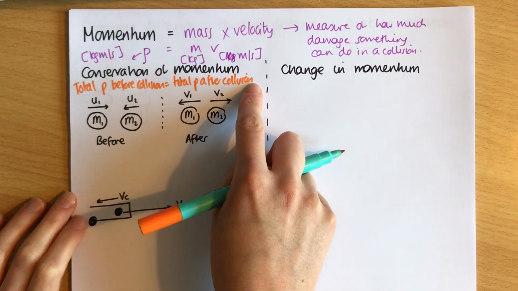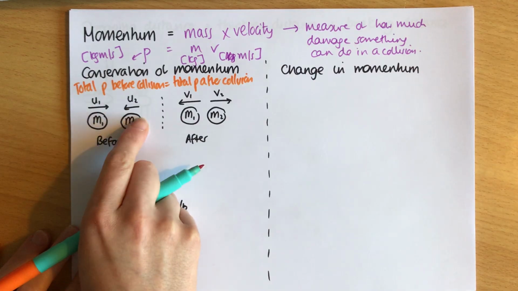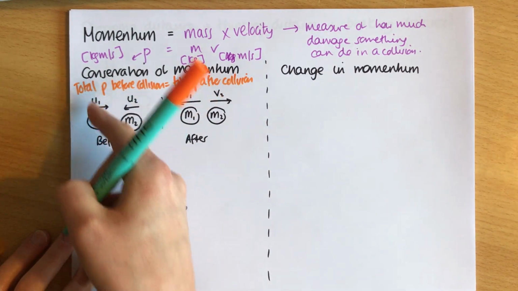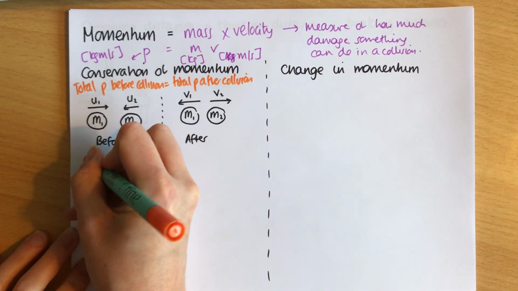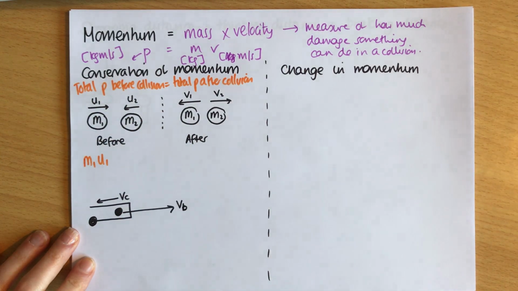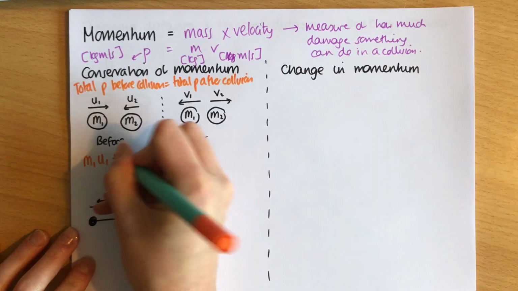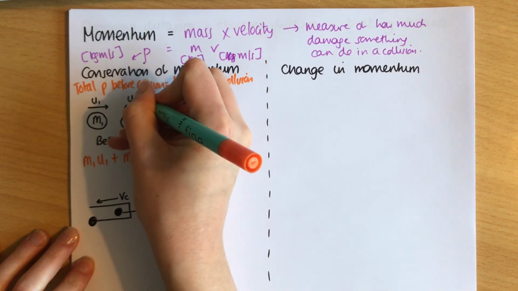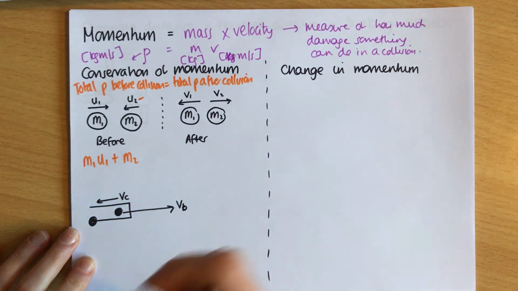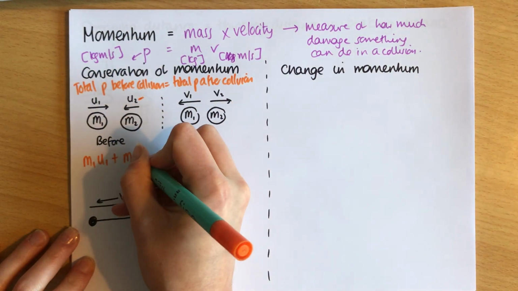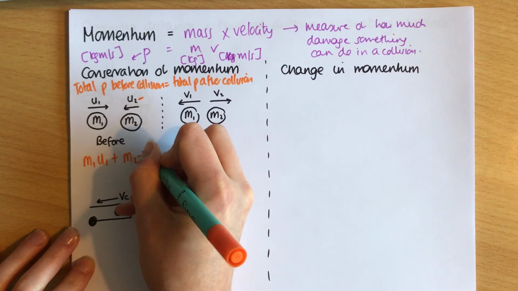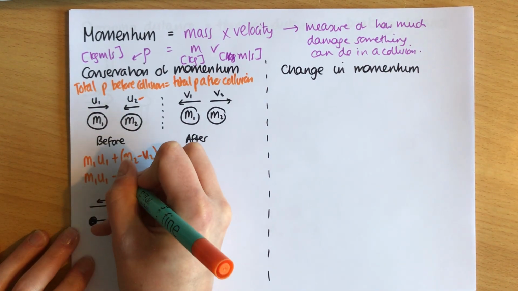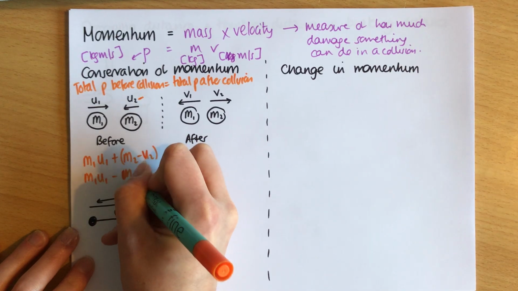Now, for the total momentum before the collision, we have to think about the momentum from both objects. We could write this in a very generic way. The momentum from object 1 would be m1 u1. And then we're going to add m2 u2, which is in the opposite direction, so it's going to be negative, and that's important. This is velocity. So here this will come out as m1 u1 minus m2 u2.